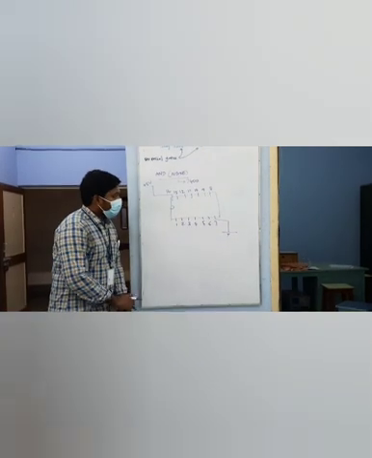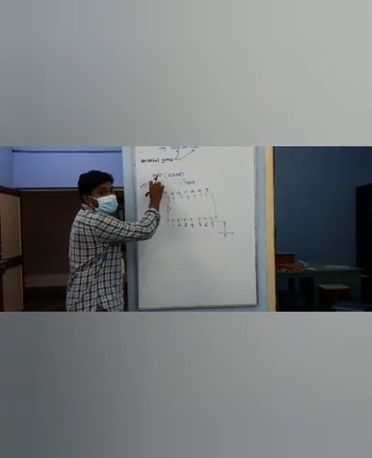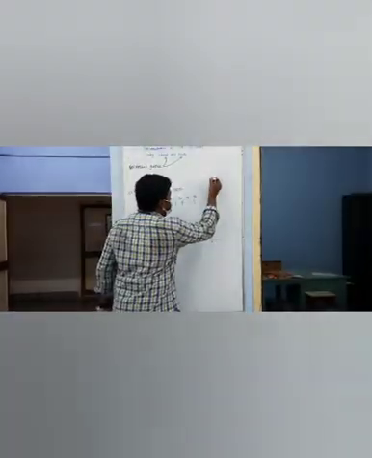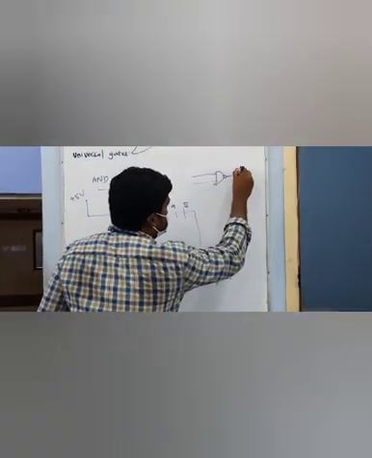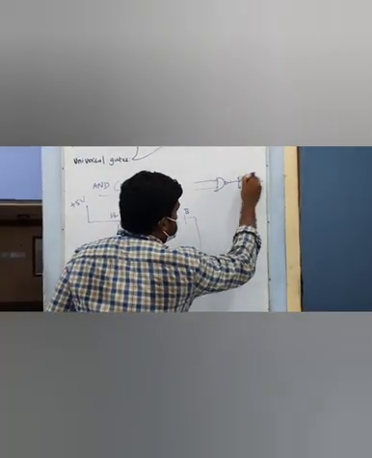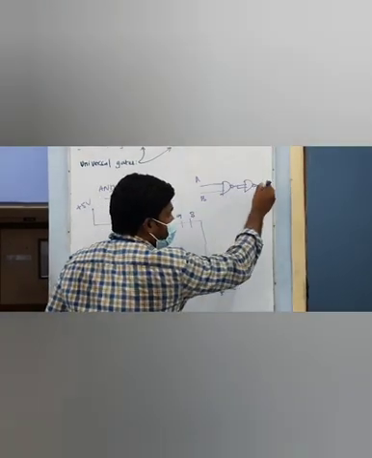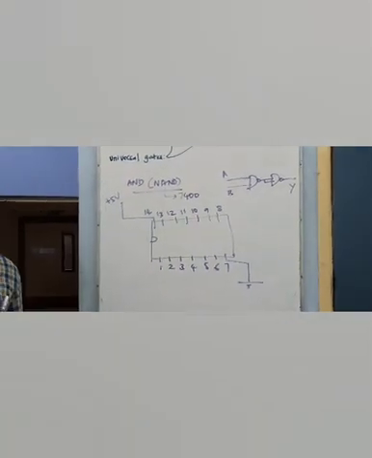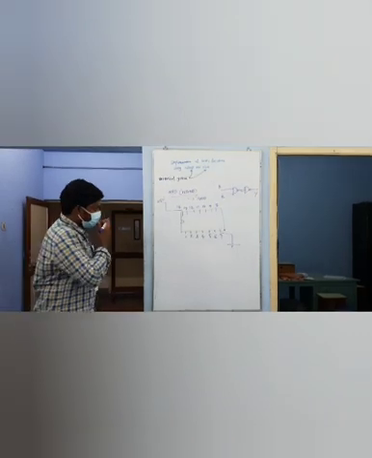Now I am going to implement my AND gate using NAND. So what is the connection? Roughly I will draw the connection. A, B, intermediate output, and this is my output. Listen.